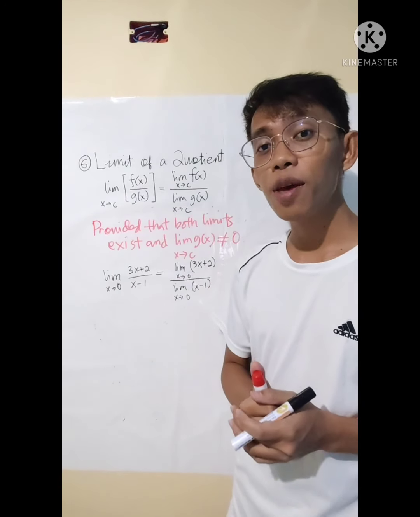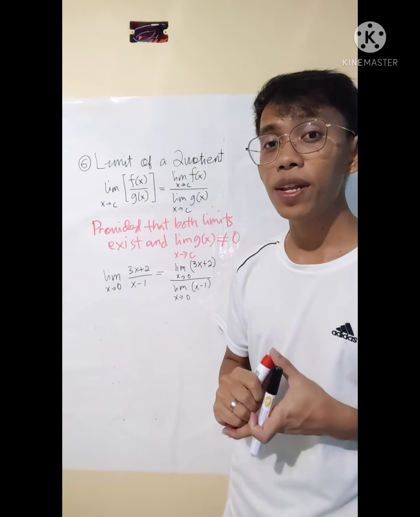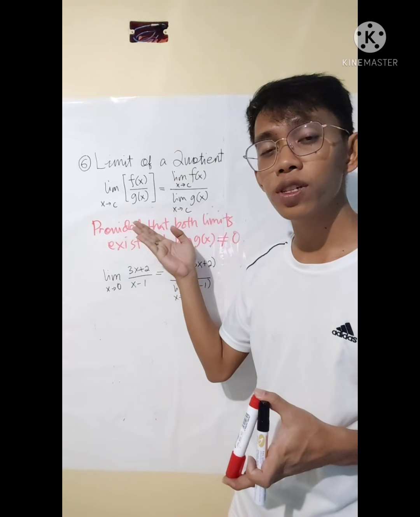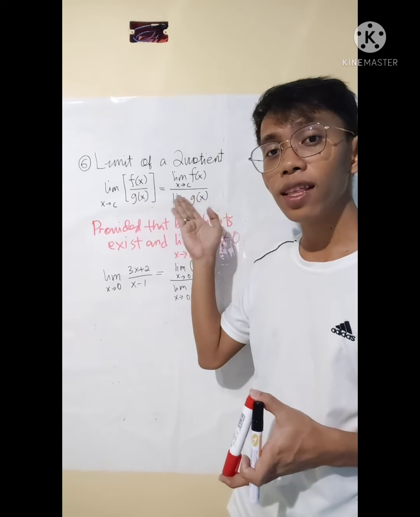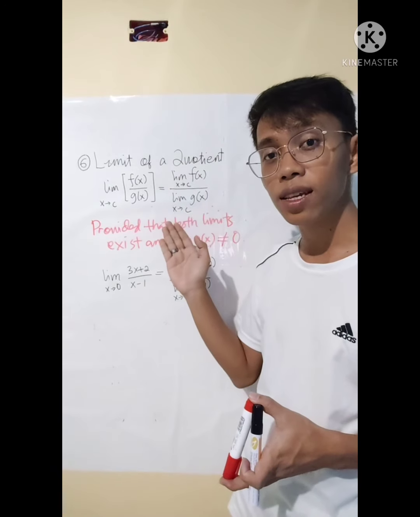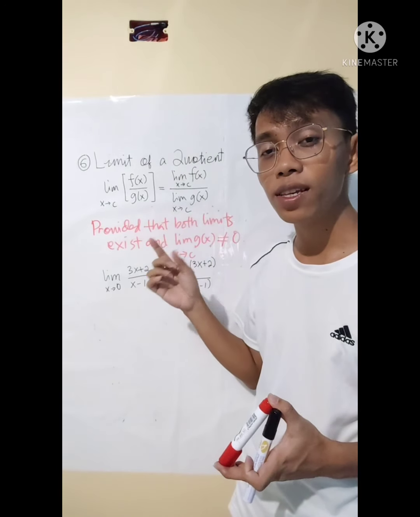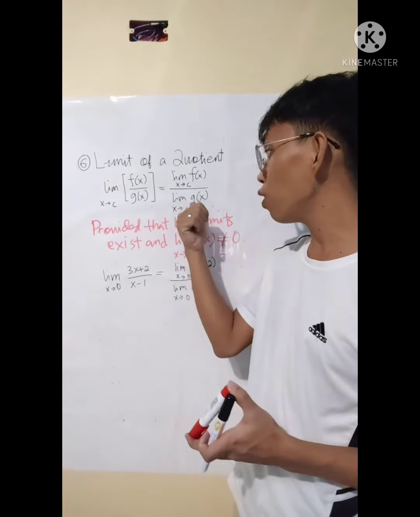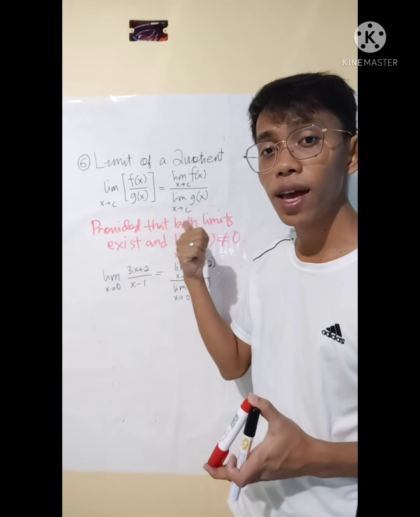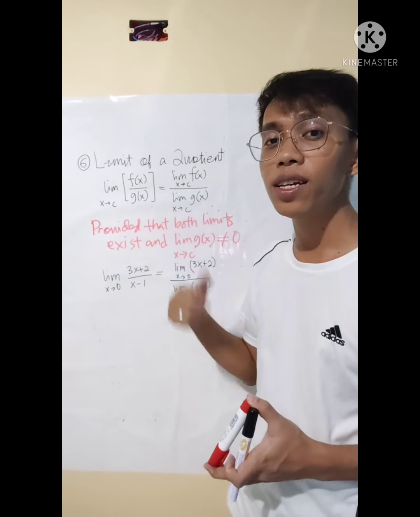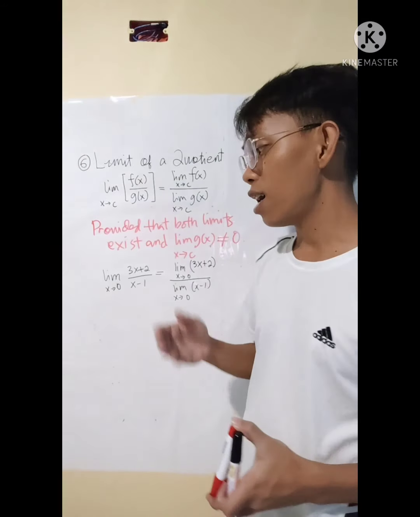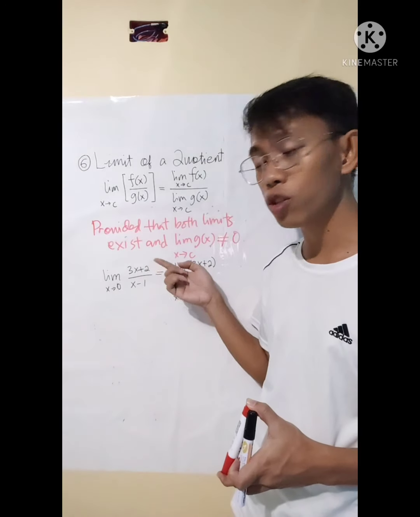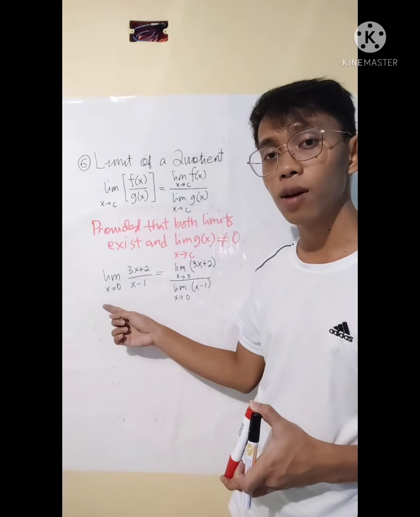Number 6, the limit of a quotient. At sinasabi nito na ang limit daw ng quotient ng dalawang functions as x approaches c ay equal daw sa quotient ng kanilang individual limits, provided again that both limits exist and that yung value ng limit of g of x should not be equal to 0 because nasa denominator si limit of g of x. At kapag yan ay nag-0, magiging undefined yung value natin. As our illustration, we have here the limit of the quotient between 3x plus 2 and x minus 1 as x approaches 0.